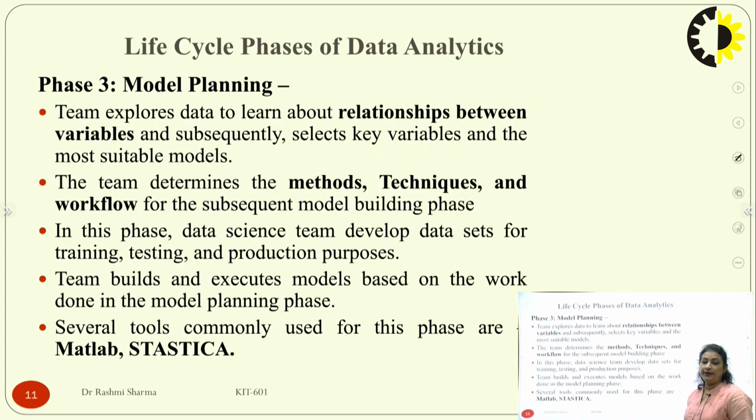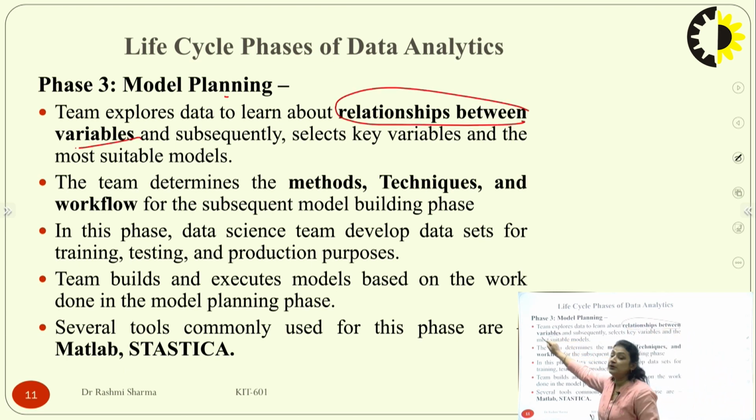The next step is model planning. I have collected the data through the discovery. I have discovered the loophole, collected the data, and initialized the hypothesis. Now I have also prepared and cleaned the data. Now I have to input it to some model, so I have to plan that model. While planning this model, we have to look into the relationship between the variables. Which variables are directly related? Which variables are indirectly related?